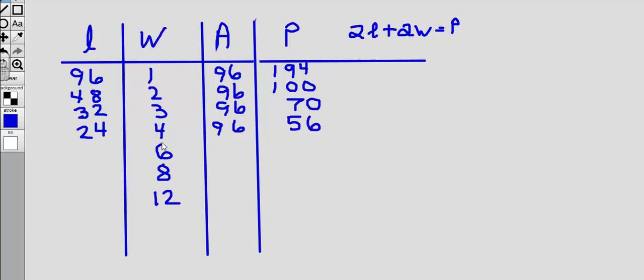Now, 5 is not compatible with 96. If you do 96 divided by 5, you will get a decimal, and the question did mention whole number lengths. 6 goes into 96. If we do 96 divided by 6, we will get 16. And if we apply these numbers to this formula, 2 times 16 plus 2 times 6, we would get 44.